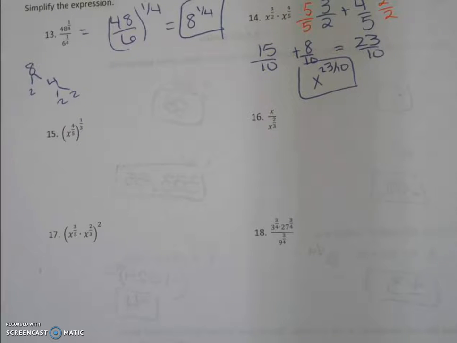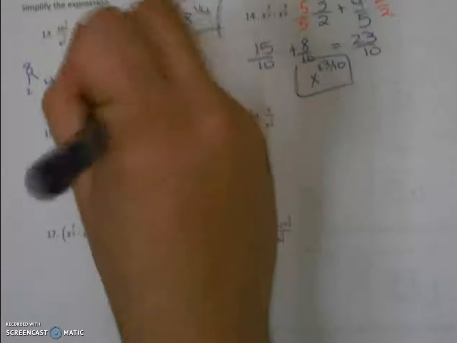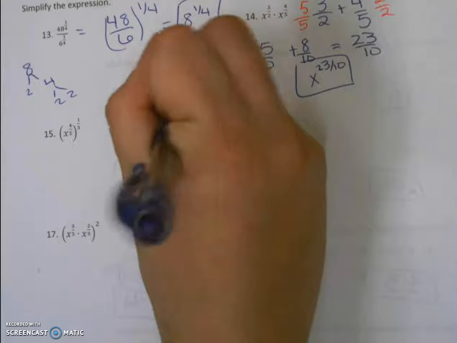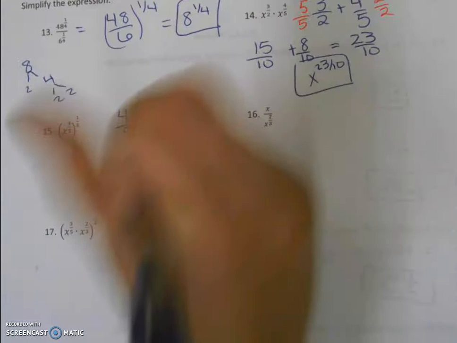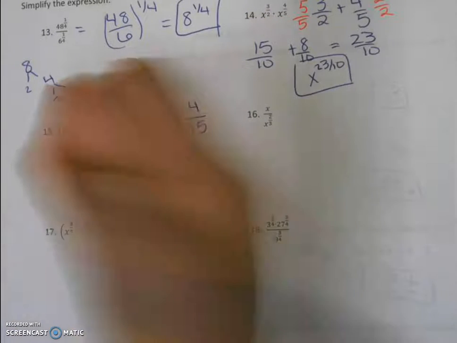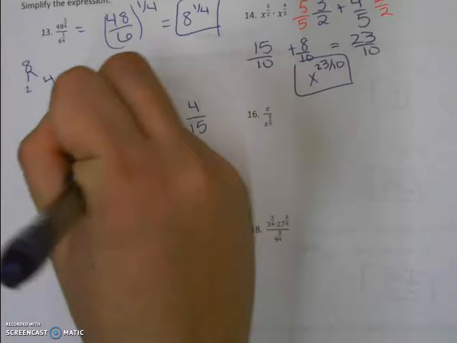Number 15, when I have an exponent to an exponent, I multiply my exponents. So I'm going to multiply 4 fifths times 1/3. These multiply straight across, so I have 4 times 1, which gives me 4. And then on the bottom, 5 times 3, which gives me 15. So for number 15, my exponent is 4/15.